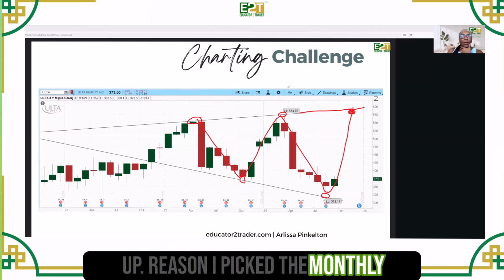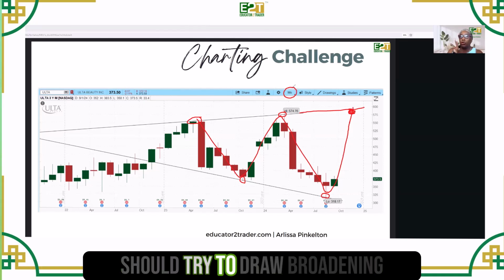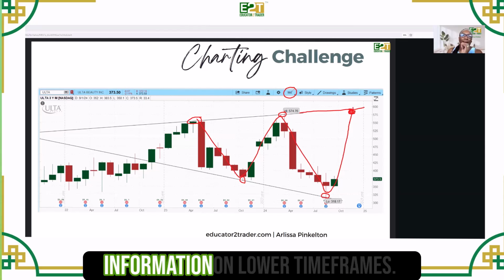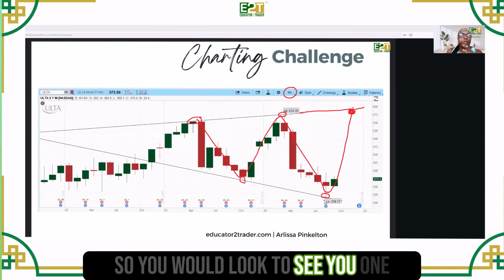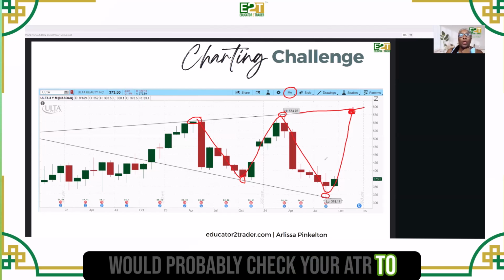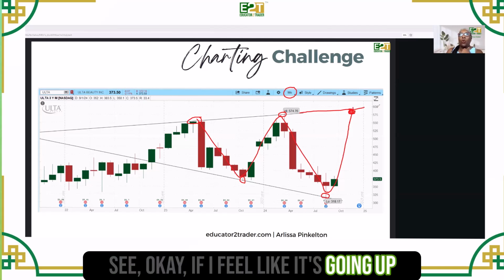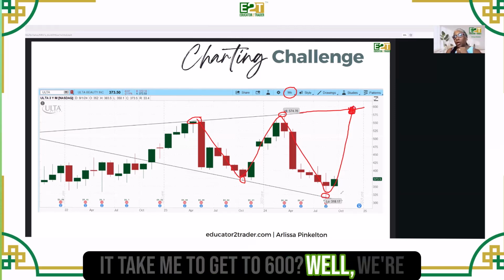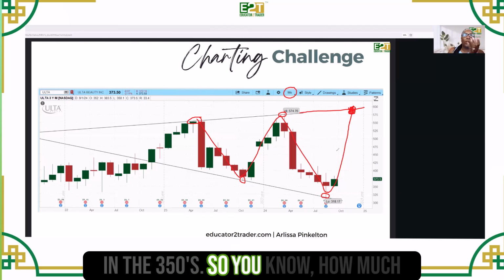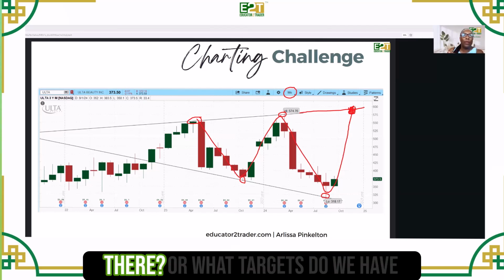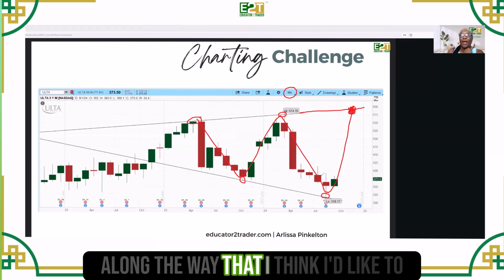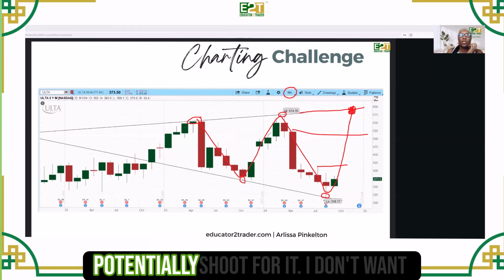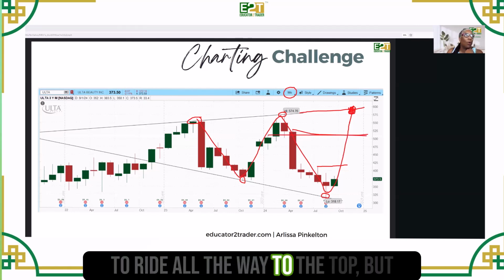The reason I picked the monthly chart is because you should try to draw broadening formations on higher time frames, so that way it can give you more information on lower time frames. So you would probably check your ATR to see, okay, if I feel like it's going up here to the 600 area, how long will it take me to get to 600? Well, we're in the 350s. So how long do we think we need to go there? Or what targets do we have along the way that I'd like to hit? You can say, okay, I got some more targets in here I could potentially shoot for if I don't want to ride all the way to the top.